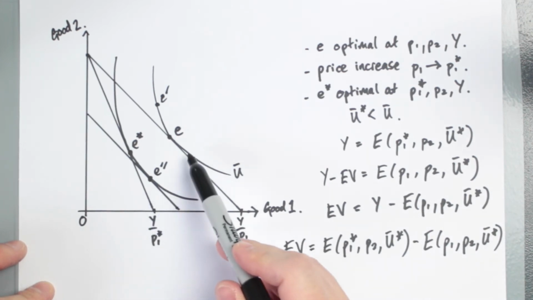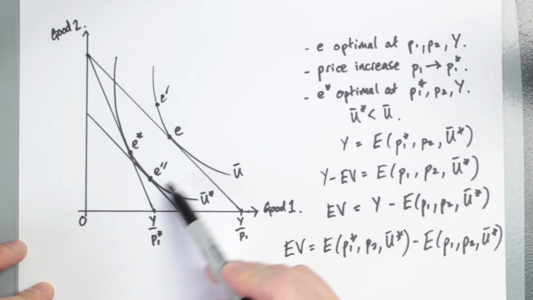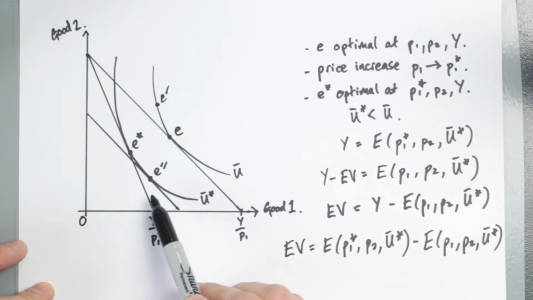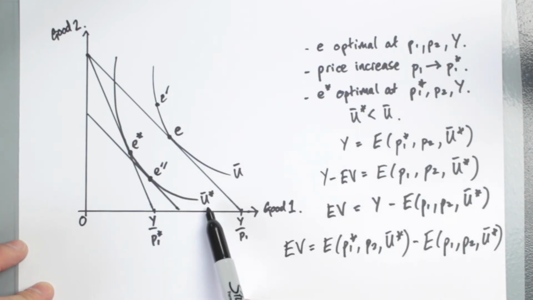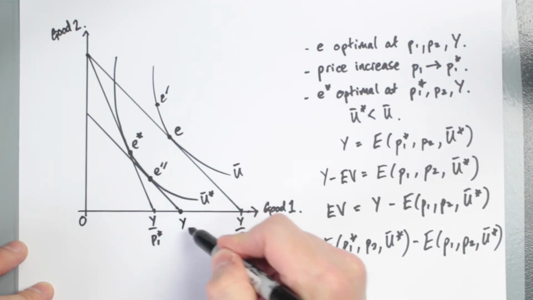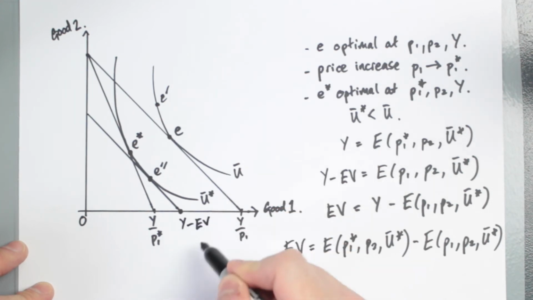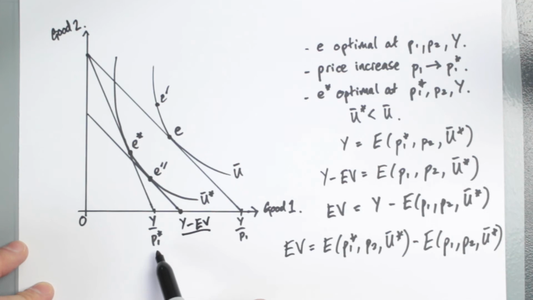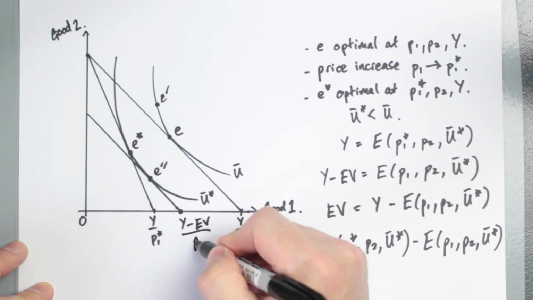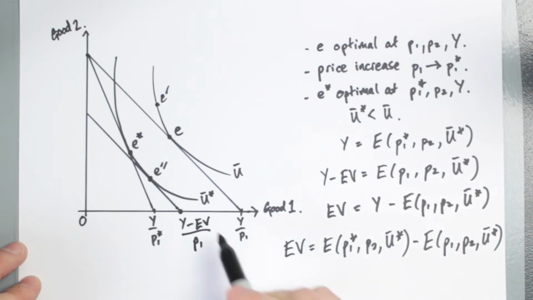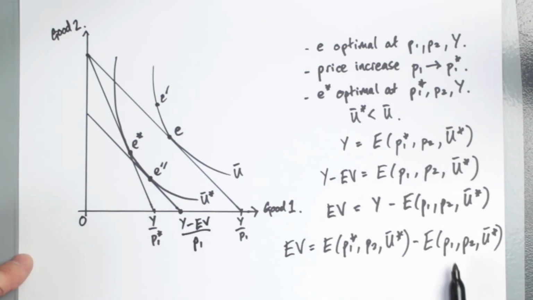So here, by reducing the consumer's income from Y to this level, Y minus EV, they are able to choose a bundle E double prime that generates utility U bar star and do that in the cheapest way. So if we look at this, we could read off the value on the axis. This would be Y minus EV divided by, and it wouldn't be P1 star, it would be the original price level P1. Okay? So that's how we could read it on the diagram. And as a formal definition, this is how you would calculate equivalent variation.